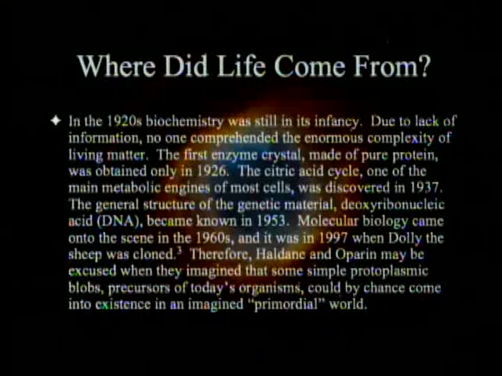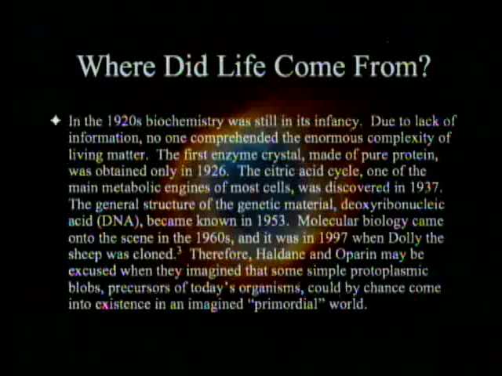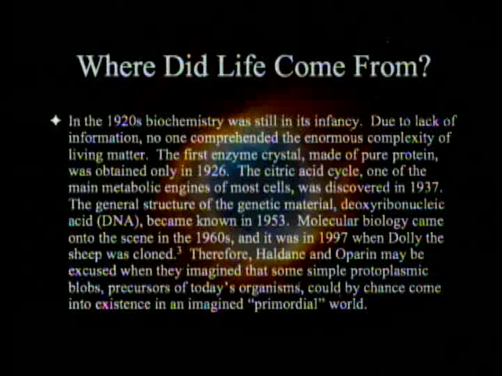To be fair to them, in 1920s, biochemistry was still in its infancy. Due to lack of information, no one comprehended the enormous complexity of living matter. The first enzyme crystal made of pure protein was only obtained in 1926. The citric acid cycle was discovered in 1937. The general structure of genetic material, deoxyribonucleic acid, or DNA, became known in 1953. Molecular biology came onto the scene in the 1960s, and it was 1997 when Dolly the sheep was cloned.